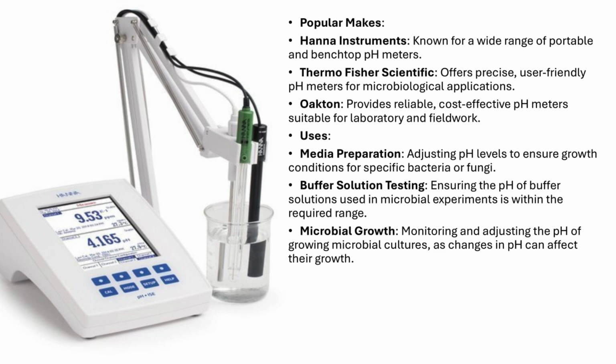Buffer solution testing. In microbiological experiments, buffer solutions help maintain a stable pH. A pH meter is used to test these solutions, ensuring that their pH stays within the necessary range for accurate results. Microbial growth monitoring. As microorganisms grow, their metabolic activity can alter the pH of the culture. By regularly monitoring and adjusting the pH of growing cultures, you can optimize conditions for growth and ensure your experiments run smoothly.